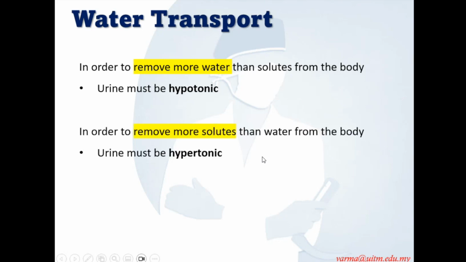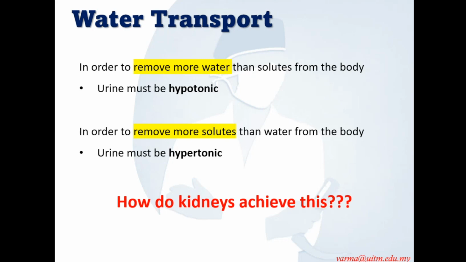In order to remove more solutes, let's say your serum is hyperosmolar, it's very thick. For example in diabetes mellitus or DKA, you have so much sugar in your blood, so you have to remove more solutes from the body. So your urine must be concentrated. Your urine must be hypertonic now. So how does the kidney achieve this?